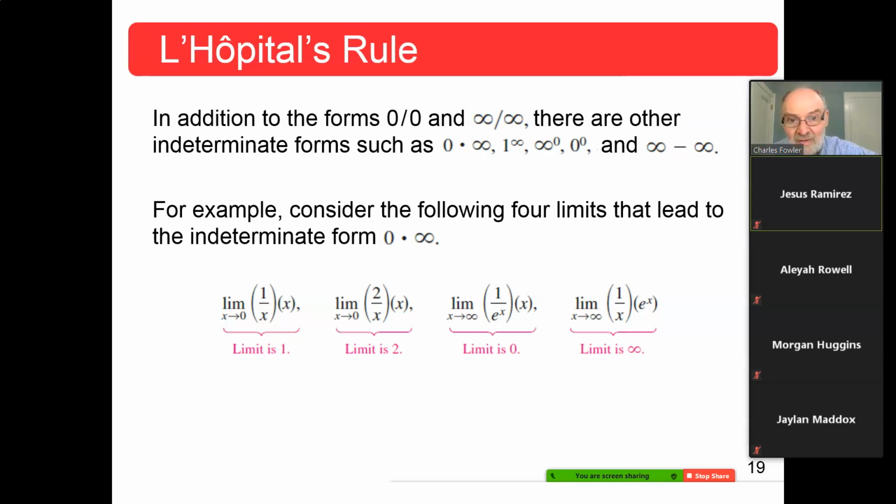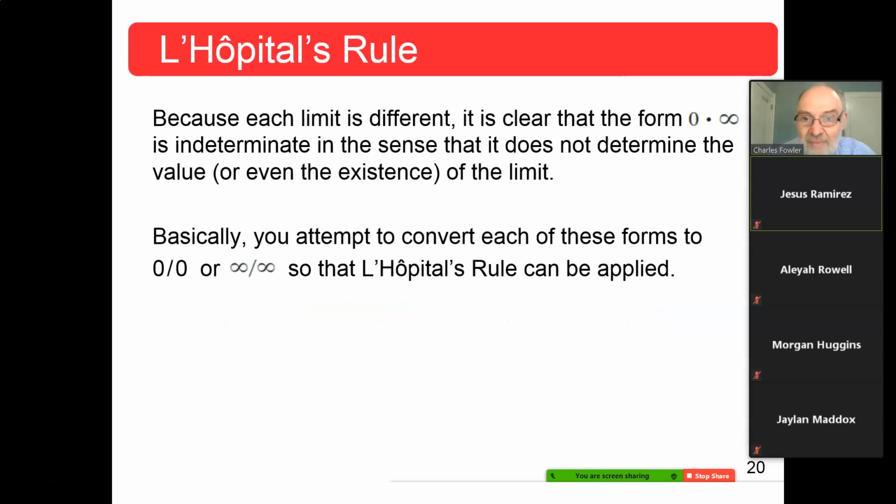Does L'Hopital's rule still work? We just did it in these. Some of the others you can still make it work. Because each limit is different, it's clear that the form 0 times infinity is indeterminate in the sense that it does not determine the value or even the existence of a limit. Basically, you attempt to convert each of those forms to a 0 over 0 or infinity over infinity so that L'Hopital's rule can be applied. And that's what I was doing. I was saying, why write it like this? Get it in L'Hopital's form, and you can go to town with it.